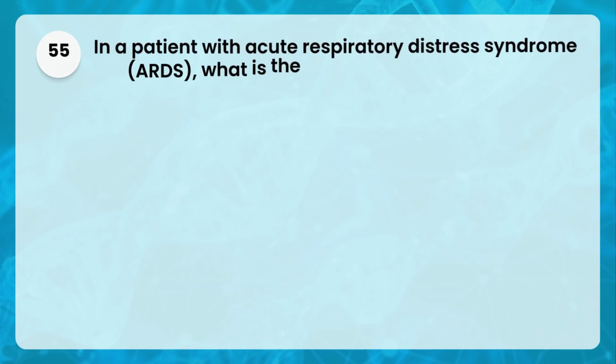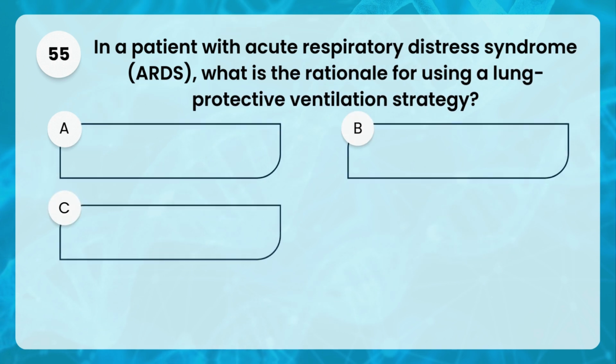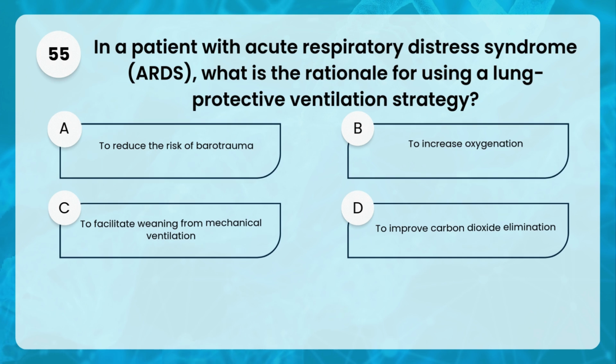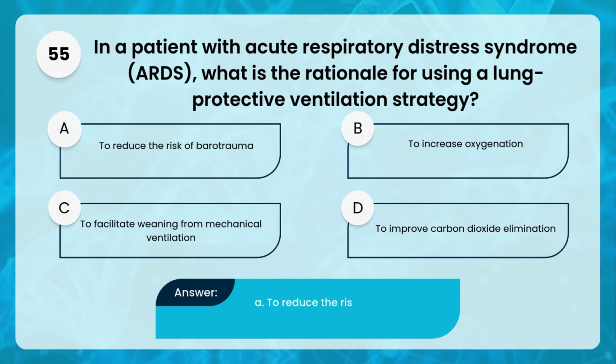Number 55. In a patient with acute respiratory distress syndrome, ARDS, what is the rationale for using a lung protective ventilation strategy? A, to reduce the risk of barotrauma, B, to increase oxygenation, C, to facilitate weaning from mechanical ventilation, or D, to improve carbon dioxide elimination? The answer is A, to reduce the risk of barotrauma.